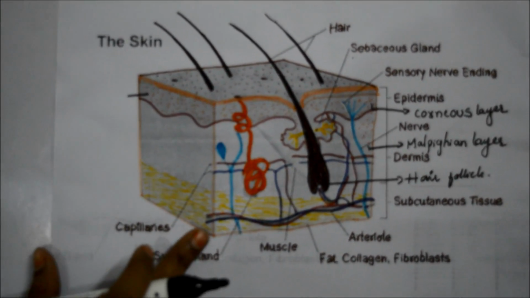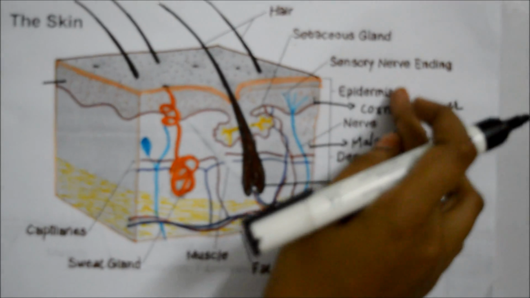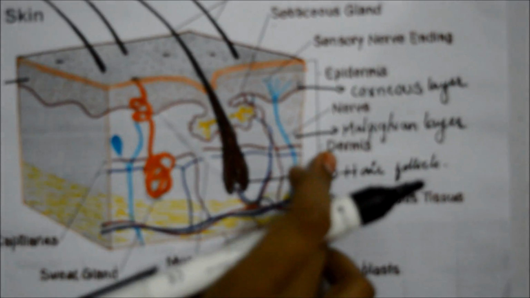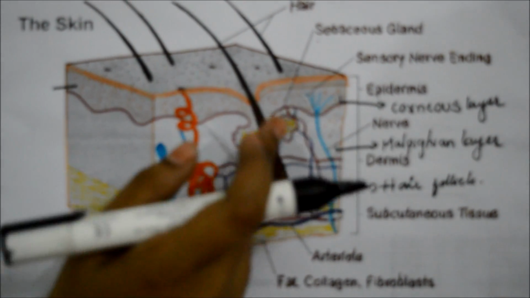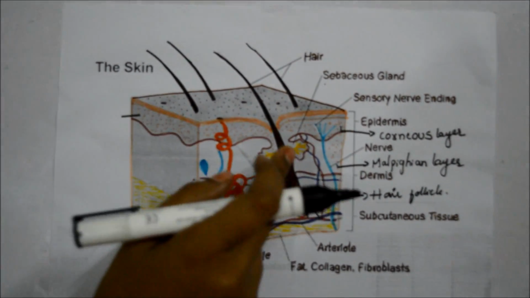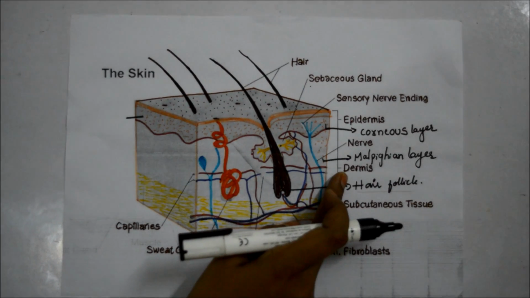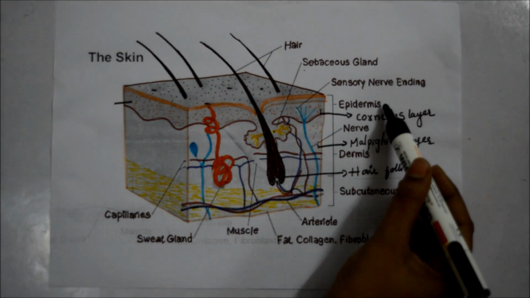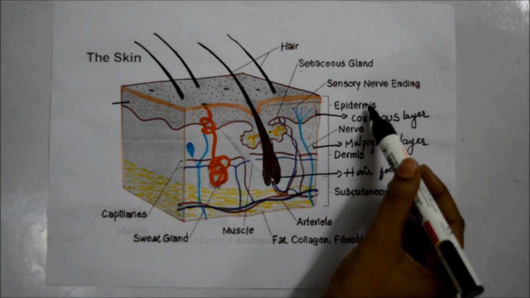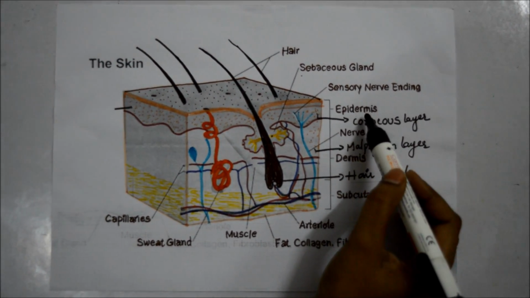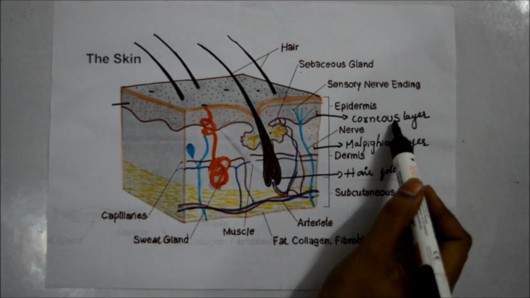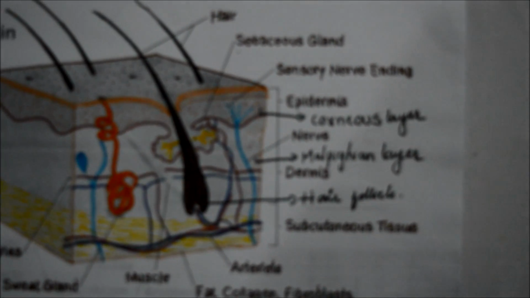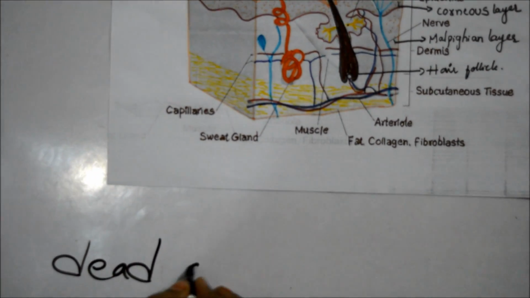The human skin consists of mainly two parts, the epidermis and the dermis. The outer layer of the skin is called the epidermis and the inner layer of the skin is called the dermis. The epidermis consists of an outer layer of cells called the corneous layer, and this is made up of dead cells.